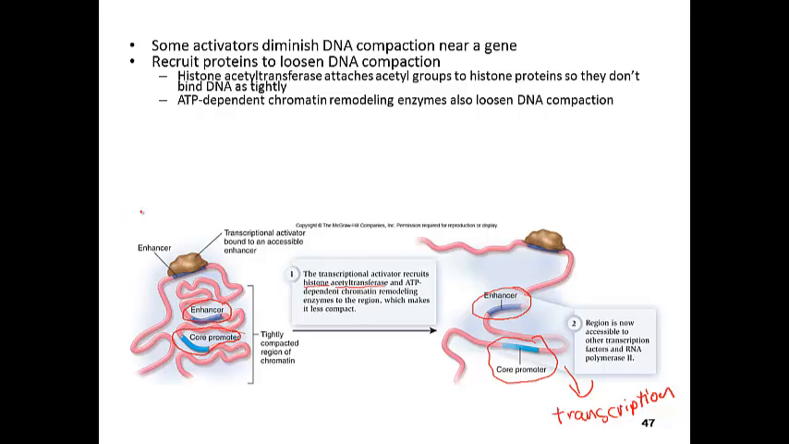So in this case, it's another example of how modifying histone proteins by the addition of small groups can change the structure and the function. By adding acetyl groups to the histones, they can't bind DNA with the same affinity, and the ATP-dependent chromatin remodeling enzymes then come and loosen the DNA. So this is an energy-dependent process.